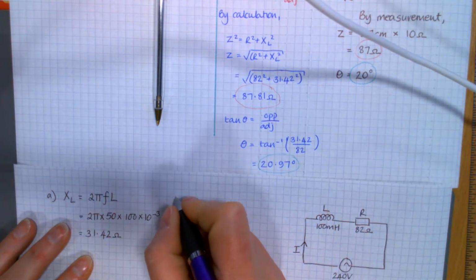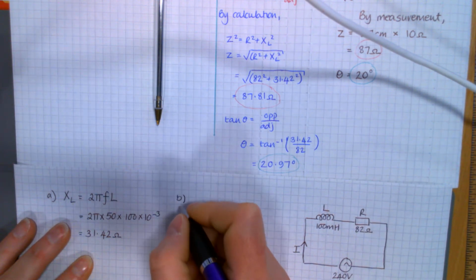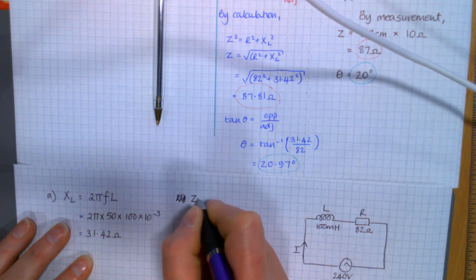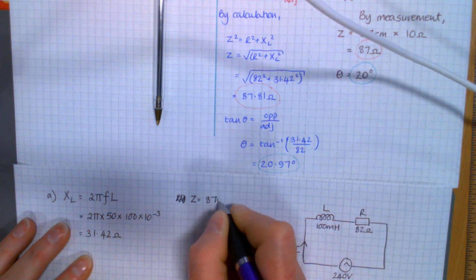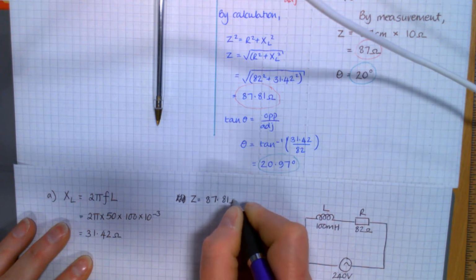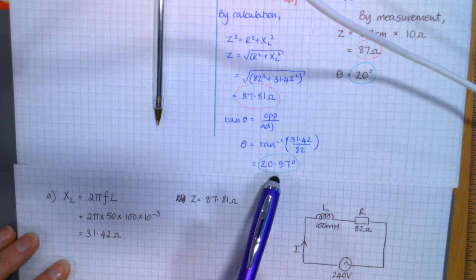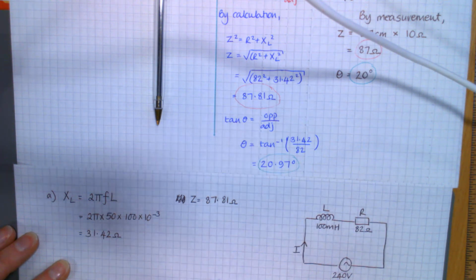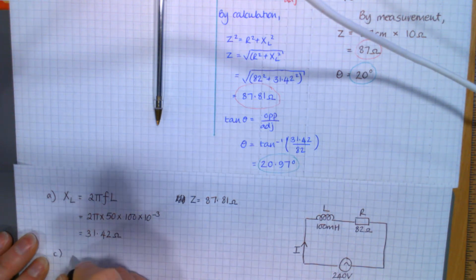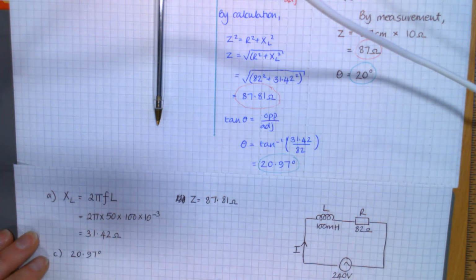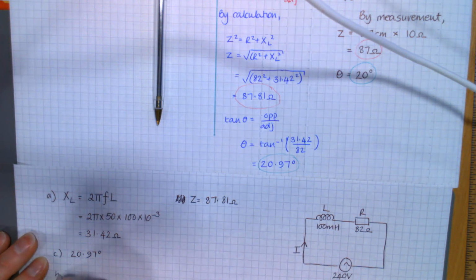So I've got my Excel. I have got my Z, 87.81 ohms. I've not done my current, but I do have my circuit phase angle. Look at my circuit phase angle there. That's that 20.97. I can also get that from my other phasor diagram, so I'll check that going forward. But my circuit phase angle, 20.97 degrees. So I've got my answer to A, I've got my answer to C. I haven't done my circuit current, so that's what I'm going to do next.